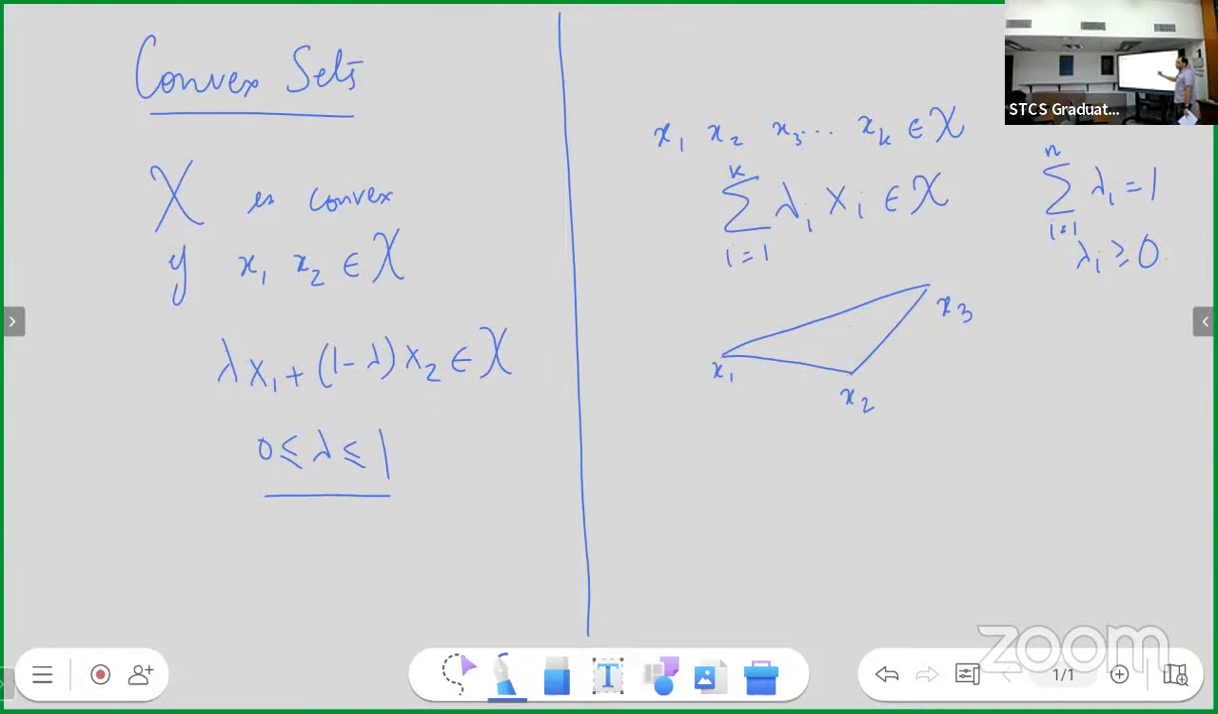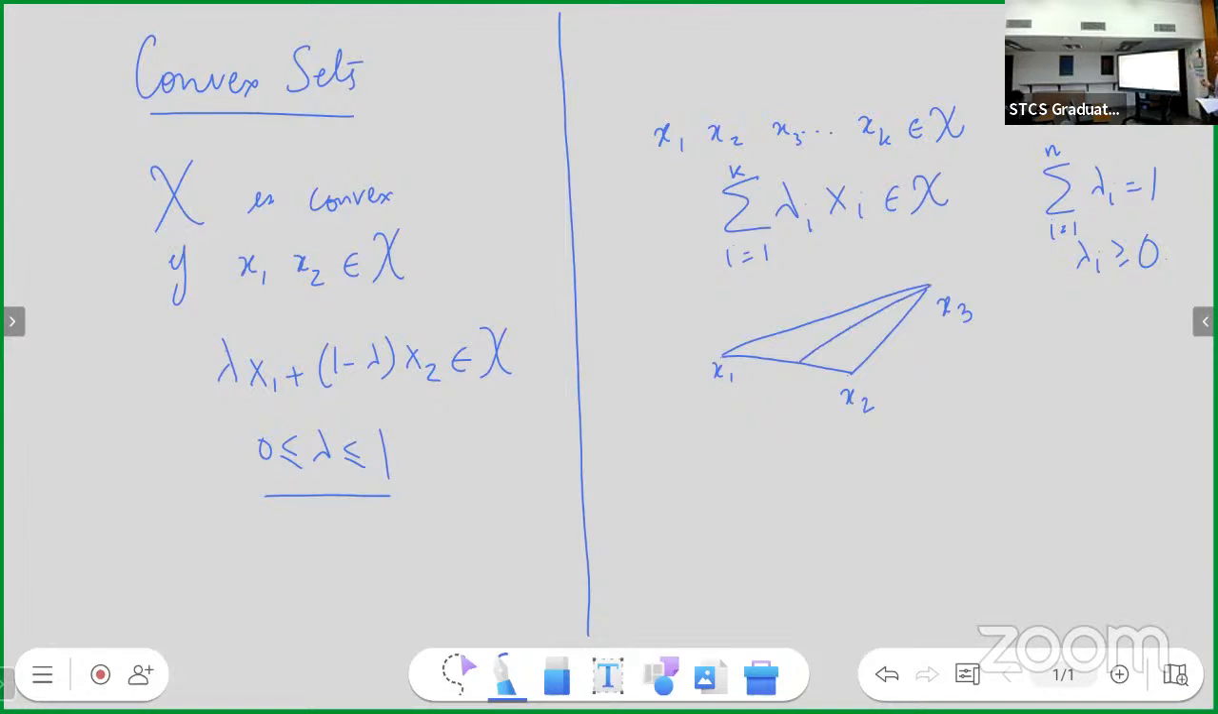So we know all these lines are contained in X. That much we know, and X is convex. So why is this point also contained in X? Because there is a point on the line x1, x2, and a straight line passing through that point in the middle and x3, right?